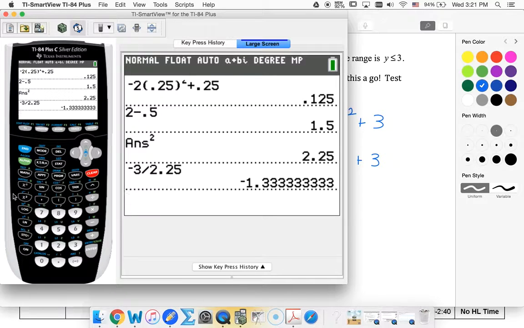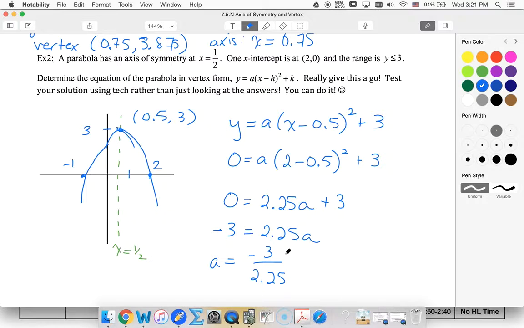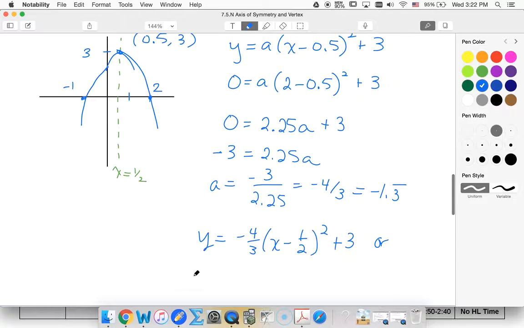I could also turn that into a fraction. So turn that into a fraction, and I get -4/3. So if I'm going to call my a -4/3, or I could say -1.3 repeating, y equals -4/3 (x minus a half) squared plus 3, if I use a fraction here. Or we could say y equals -1.33 (x minus 0.5) squared plus 3.